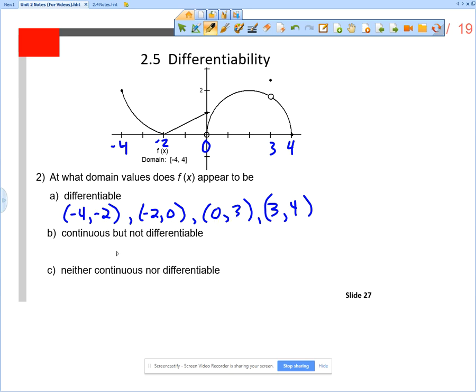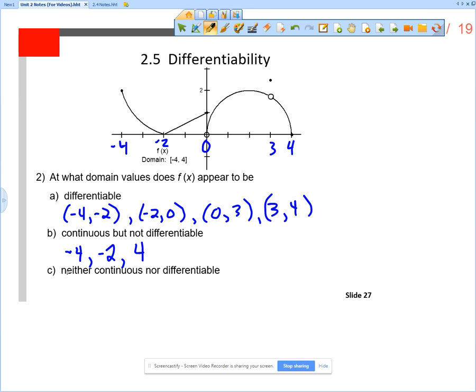When is it continuous but not differentiable? Basically, we are trying to name places where it was continuous but not differentiable. So we have -4 at the endpoint. It is continuous because it goes up to that endpoint and it is a closed circle. So we would say -4, comma, it is continuous at -2. It is not continuous at 0, and it is not continuous at 3, but it is continuous at the endpoint.